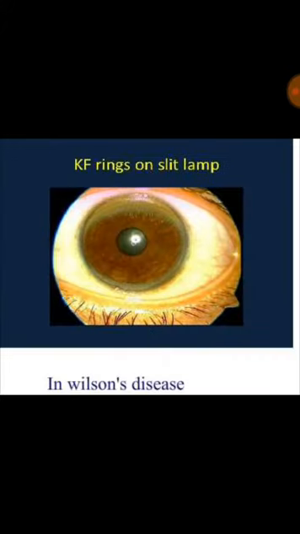Another sign is the KF ring or Kayser-Fleischer ring, and this is seen on the eye, which is a brownish ring-like structure at the corneoscleral junction of the eye, seen on slit lamp. This is a typical sign of Wilson's disease, and if liver failure or liver cirrhosis is caused due to Wilson's disease, we can see a KF ring on slit lamp.